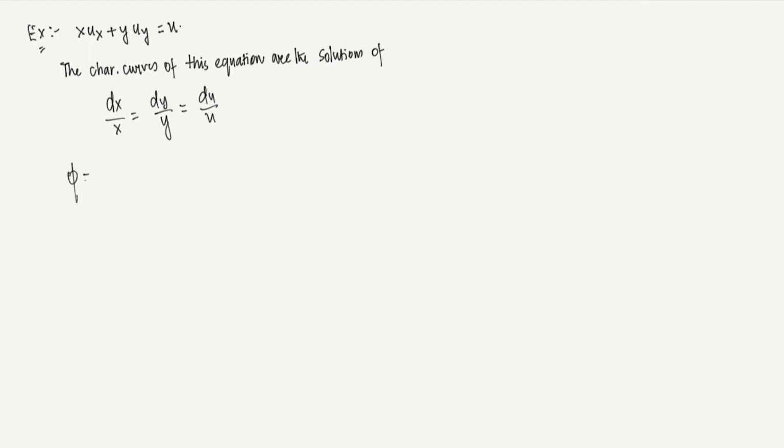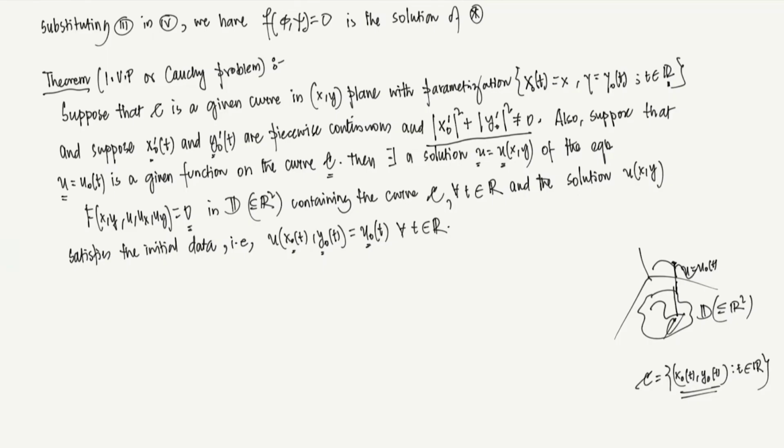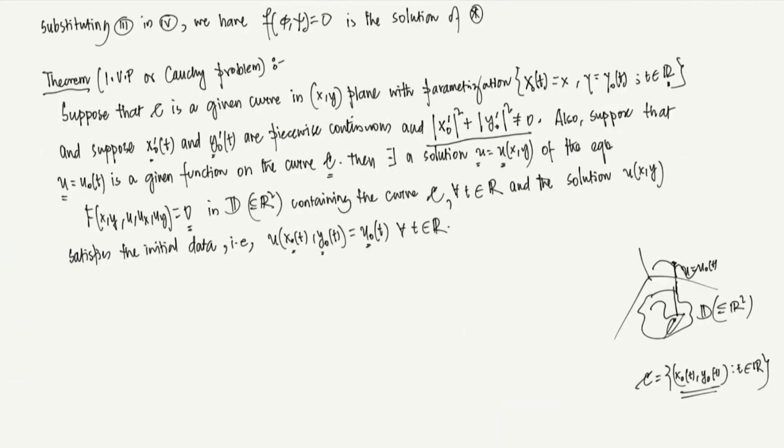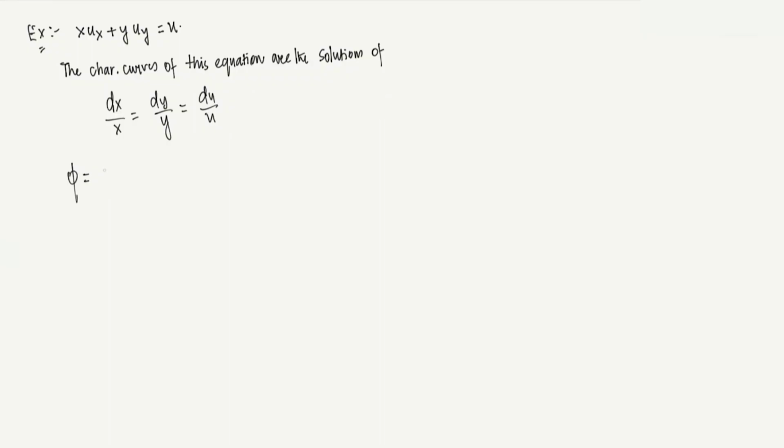We get phi. You remember in this original problem we have this small f of phi and psi equals to 0. That's our general solution. So in this case, what is our phi? Phi we will be defining it to be y by x, and this is C1. Clear? So solving this system, we get this, and we can define psi. Psi is what? Psi is u by x, which is C2.